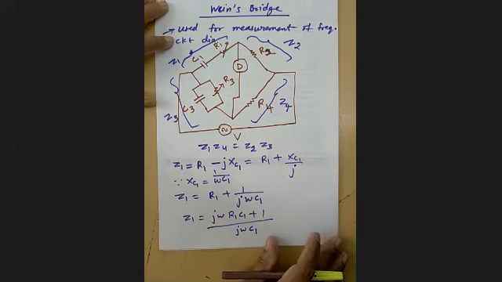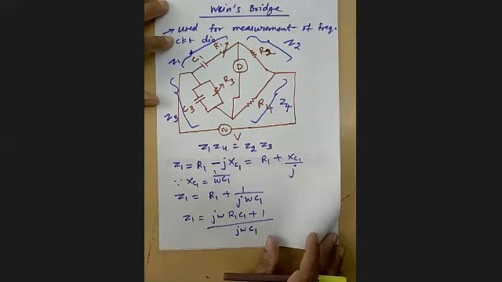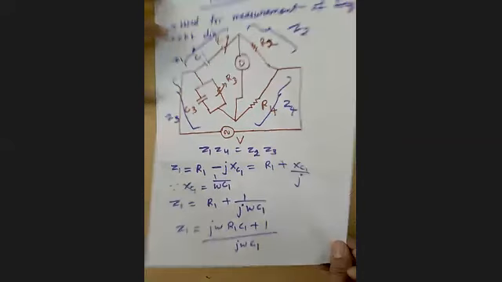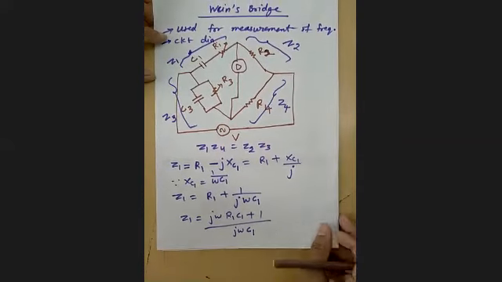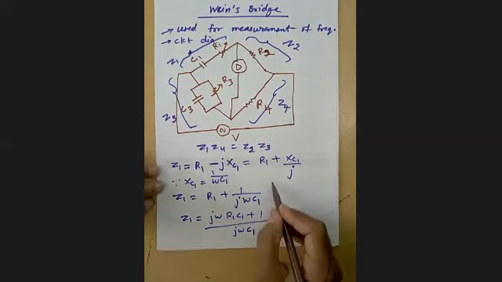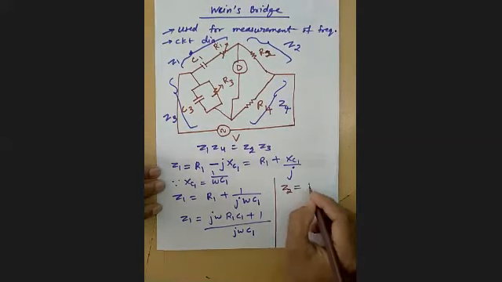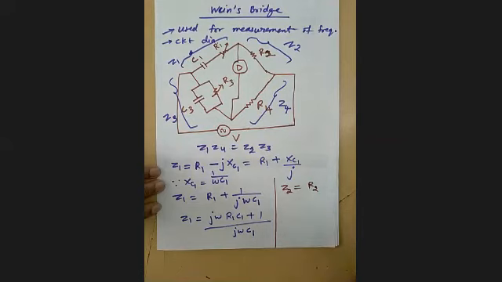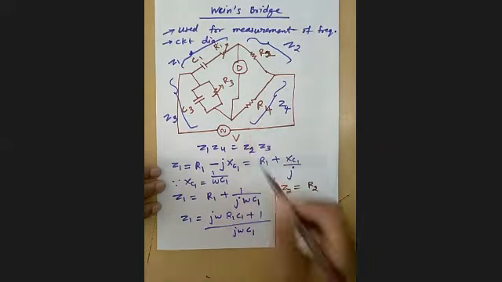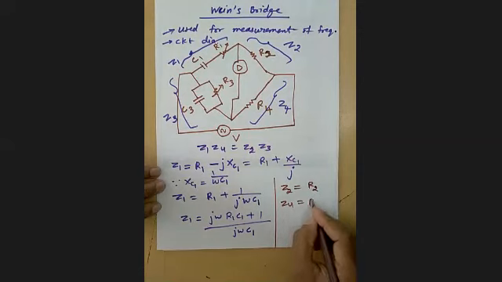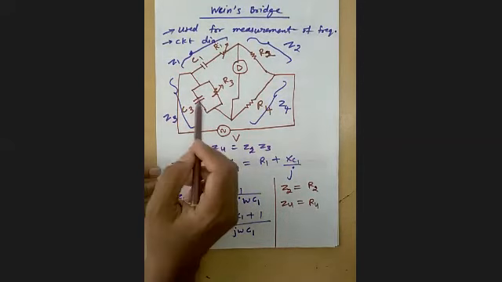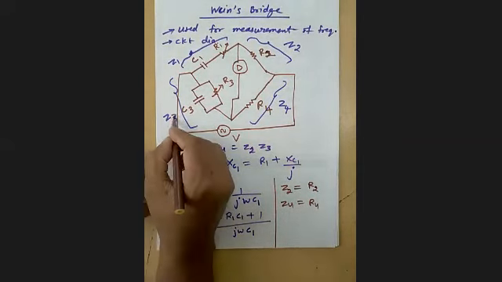Okay. So now this is the Z1. Have you done all of you? So I'm moving on. Now next is Z2. Let's write Z2. Z2 is equal to how much? R2. Z4 is R4. Now calculate the parallel combination for Z3. This is the Z3.